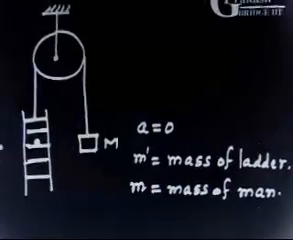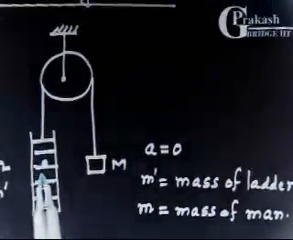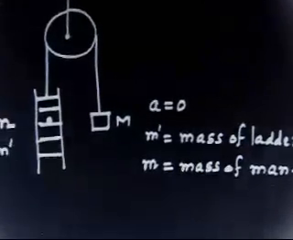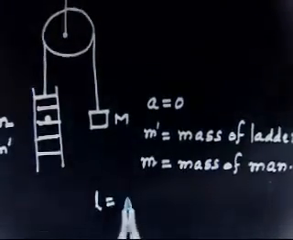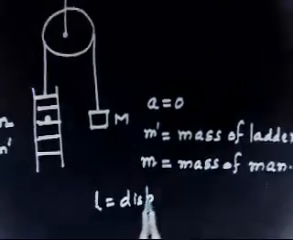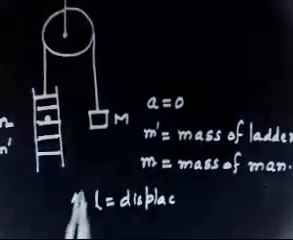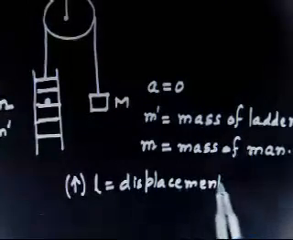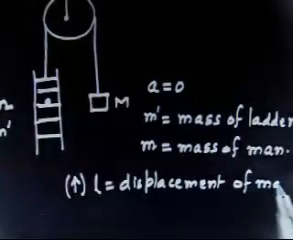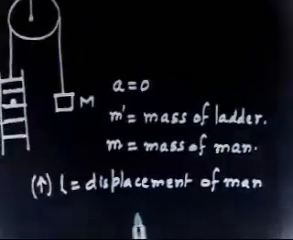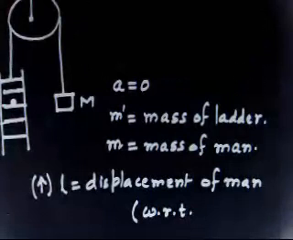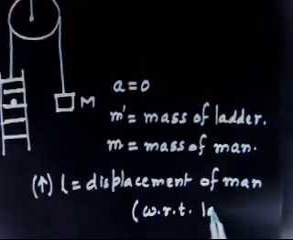Now question says man moves up by distance l with respect to the ladder. So l is the displacement of man with respect to the ladder, and this is up. So the man moves up. This is with respect to ladder. This is also given to you. So if ladder is going down, then total distance will not be l. With respect to ground, it will have something different.